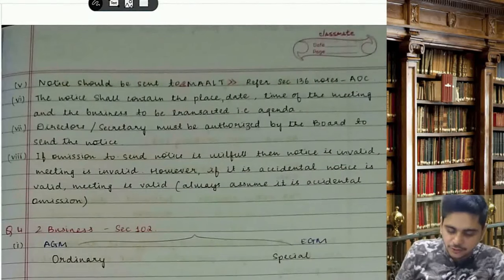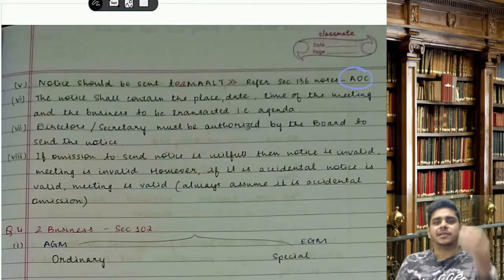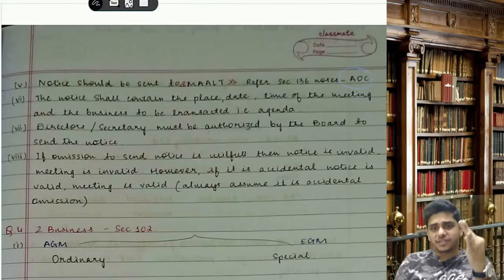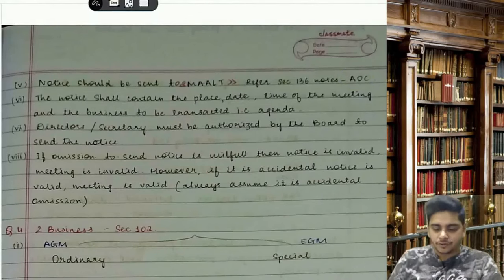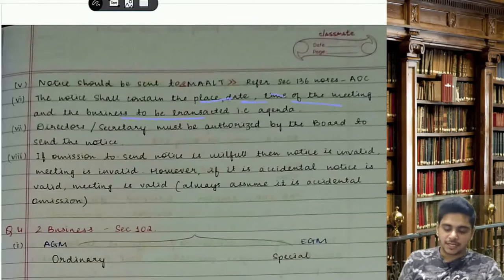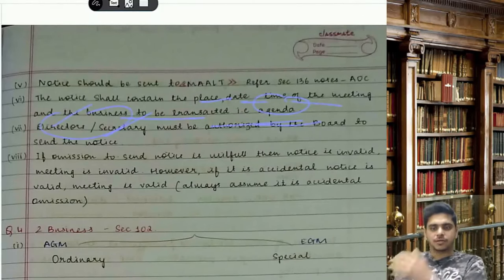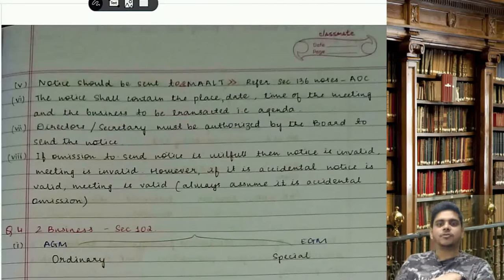So notice should be sent to all. I have written, refer section 136: notes, accounts of company, members, auditors, official assignee, legal representative of deceased member, trustee of debenture holders. The notice should contain the place, date, time of the meeting and the business to be transacted, that is agenda. The directors or secretary must be authorized by the board to send the notice. Secretary cannot call the meeting on her own. Director or the secretary must be authorized by the board to call the meeting.